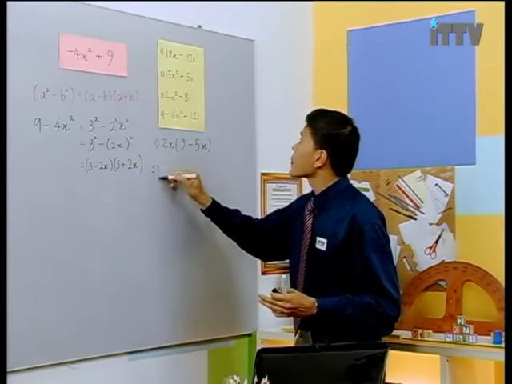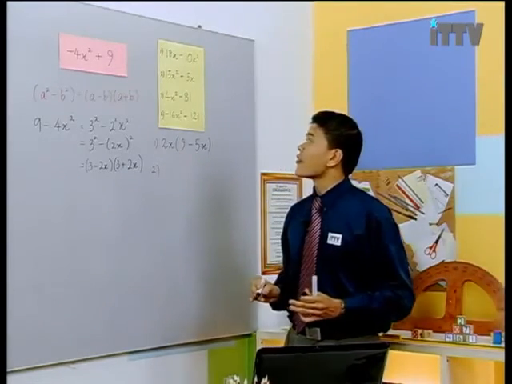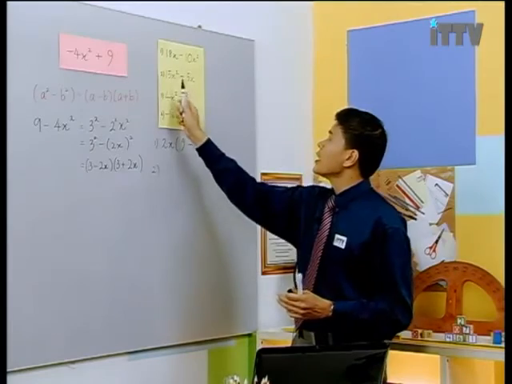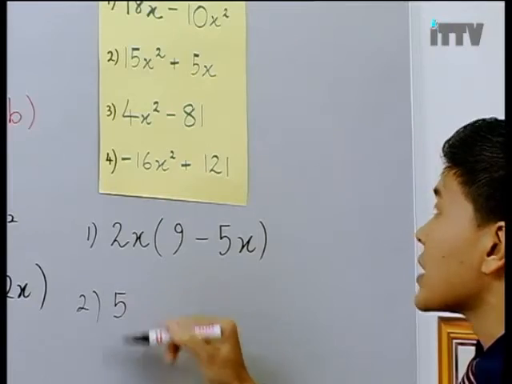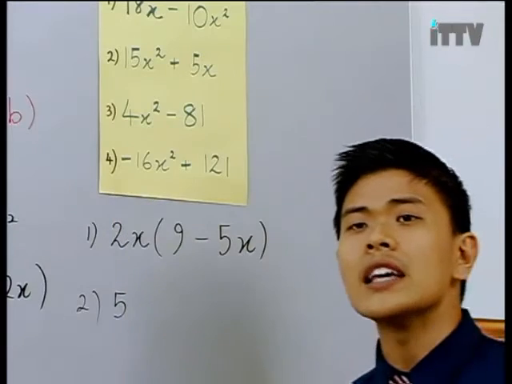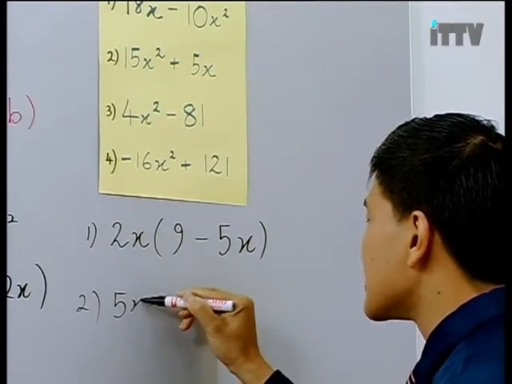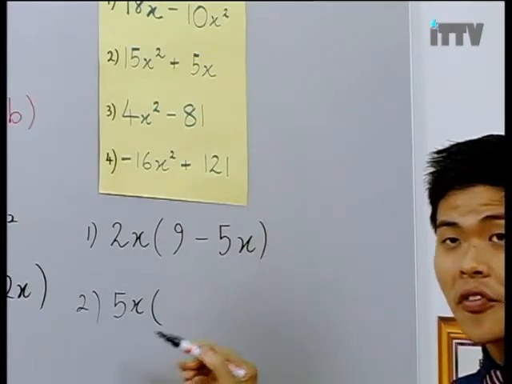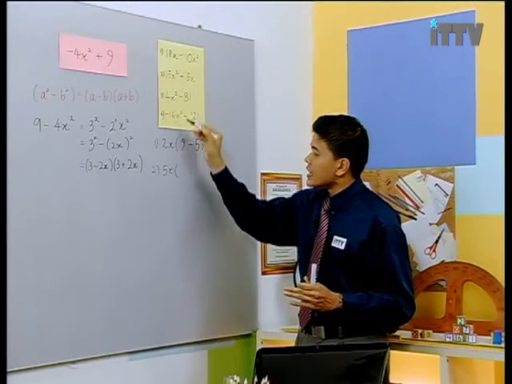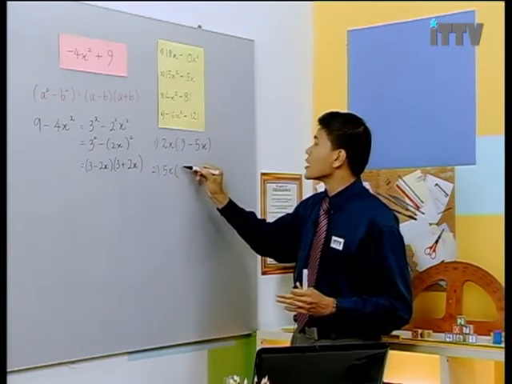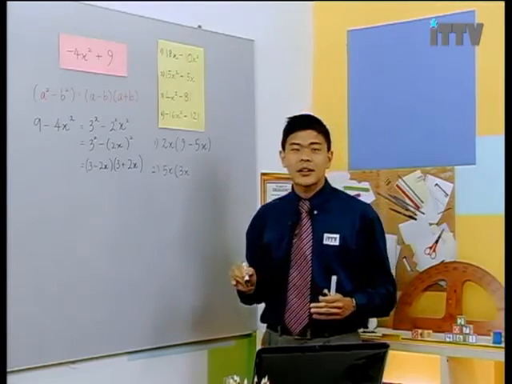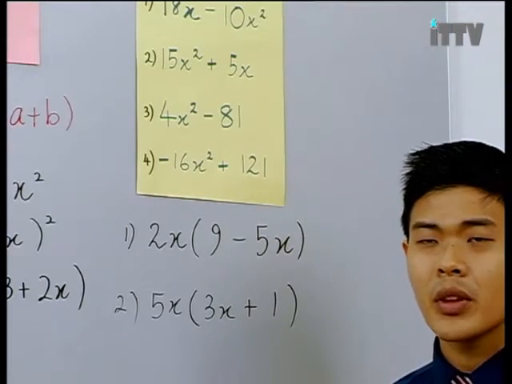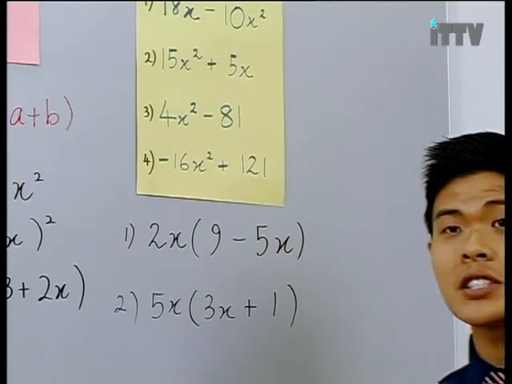For number 2, 15x squared plus 5x, also in category 1. What is the highest common factor? 15 and 5, highest common factor 5. x and x squared, highest common factor is x. So place it outside the bracket. Now, third step, divide each term by the highest common factor. 15x squared divided by 5x, you will get 3x. 5x divided by 5x, you get back 1. Remember, this is the factorized form.